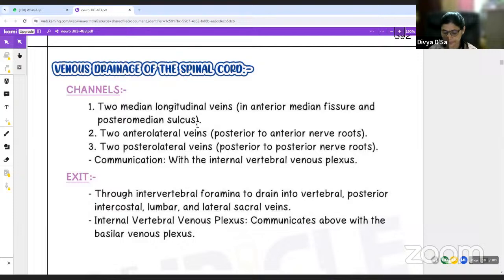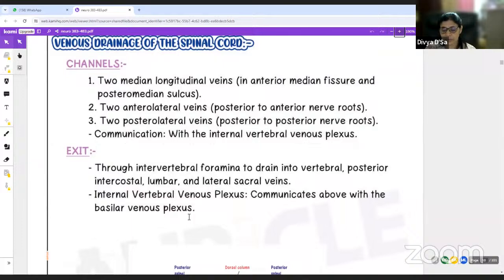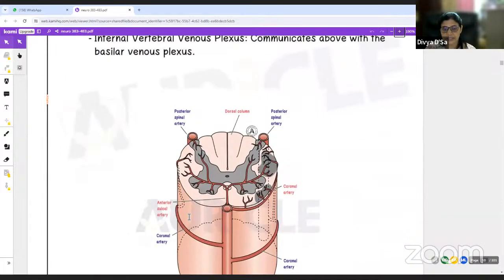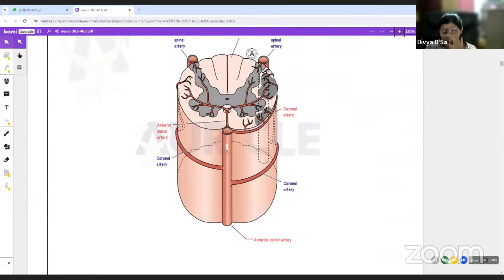This internal vertebral plexus communicates within the cranial cavity with the basilar venous plexus. That is how cancer metastasis can spread. So this is how the arteries are present and form the arteria coronae.